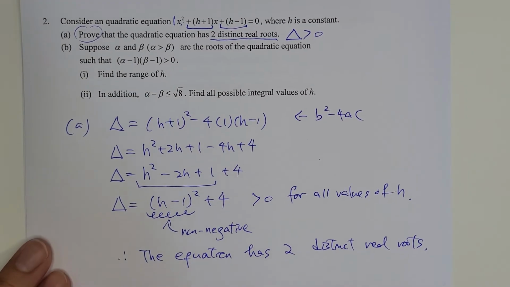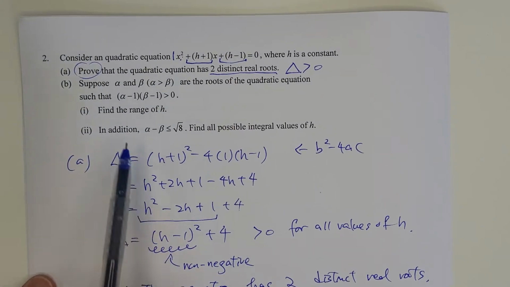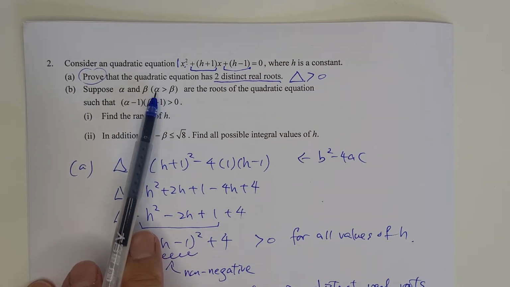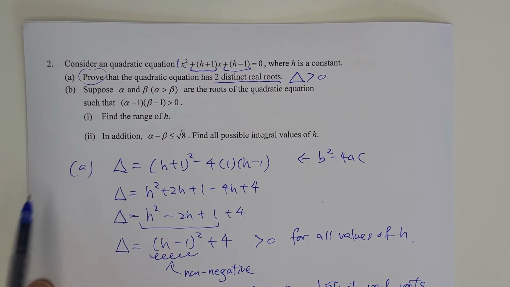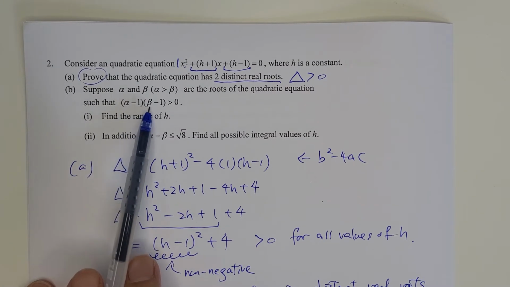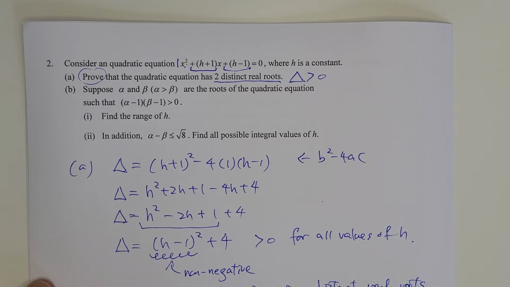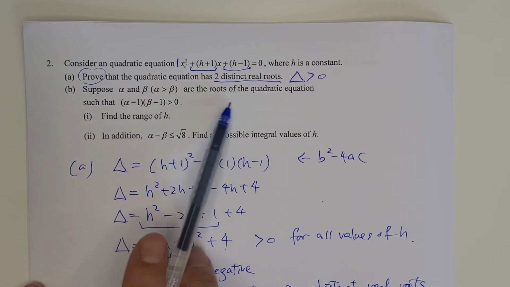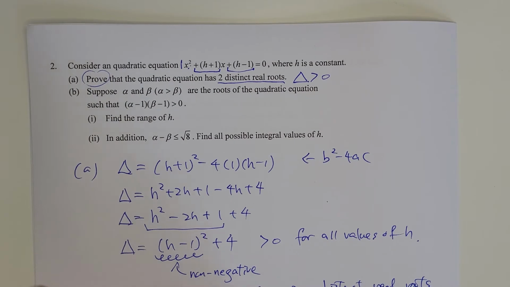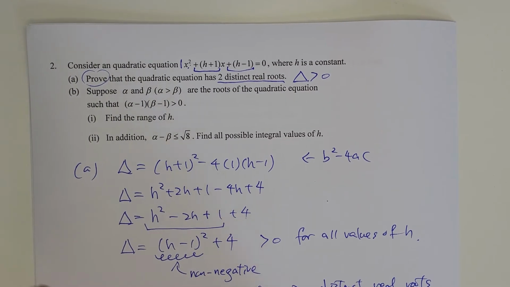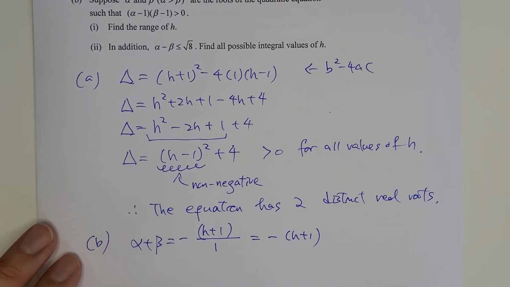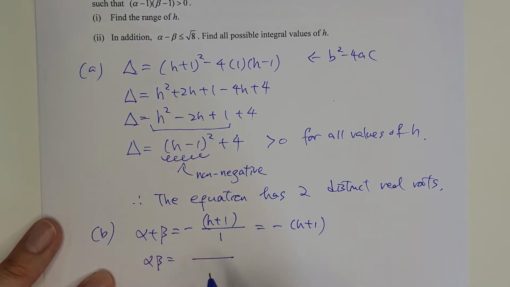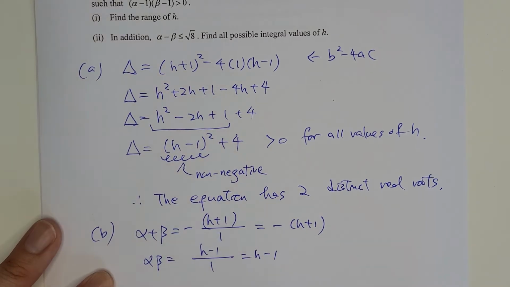Alright, and then go to part B. Now, given that alpha and beta, they told you that alpha is greater than beta, are the roots of the quadratic equation, the original one, such that (alpha minus 1)(beta minus 1) is greater than 0, find the range of h. The question told you that alpha and beta are the roots of this equation, so you can apply sum of roots and product of roots. Alpha plus beta equals negative (h plus 1) over 1, so that is negative (h plus 1), the sum of roots. And product of roots, alpha times beta, is so-called c over a, (h minus 1) over 1, so h minus 1.